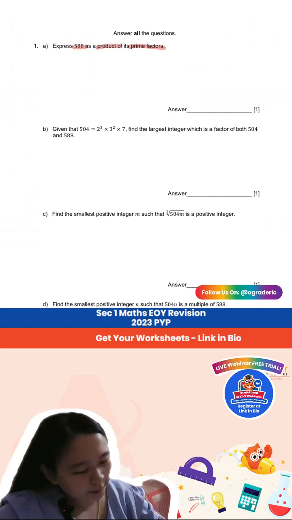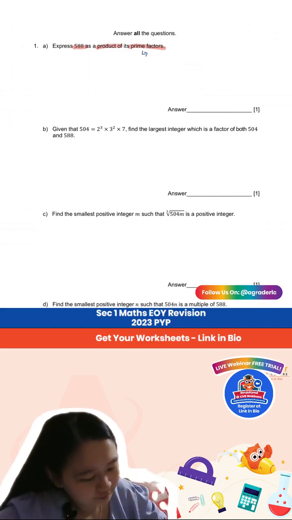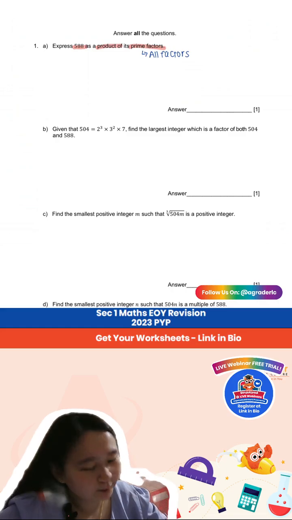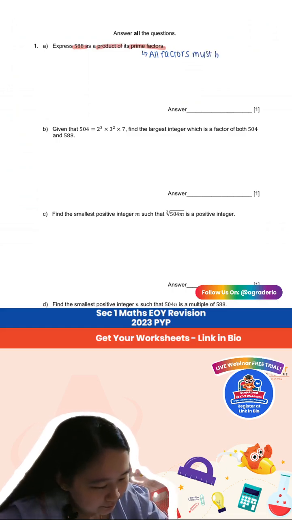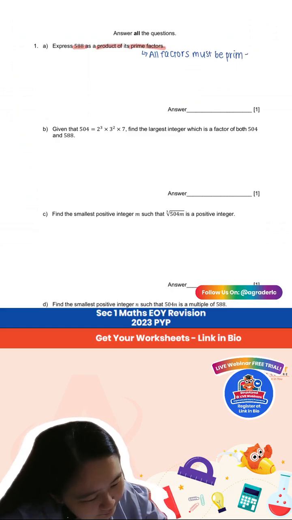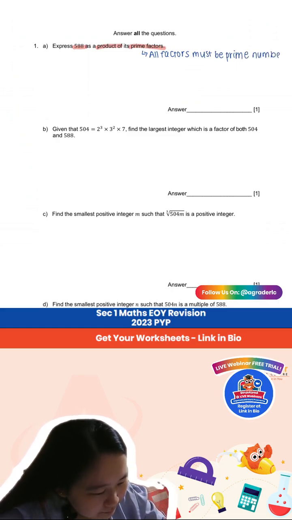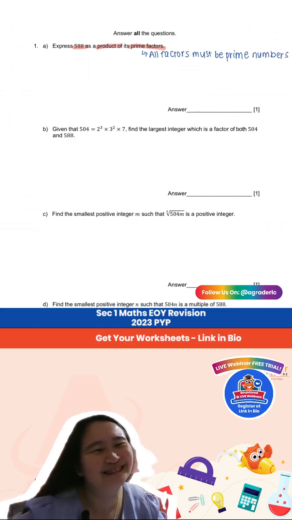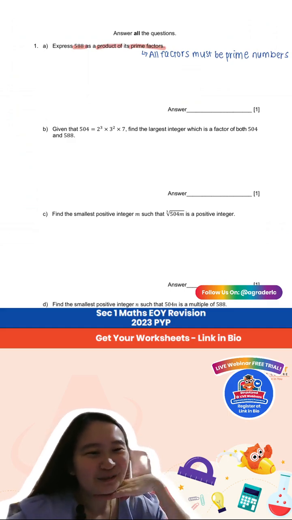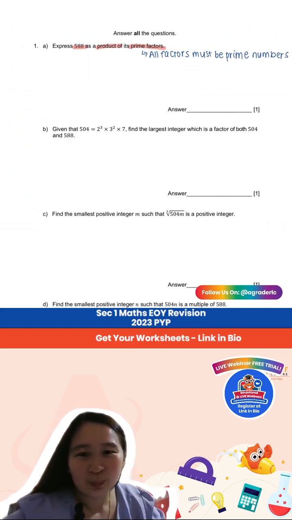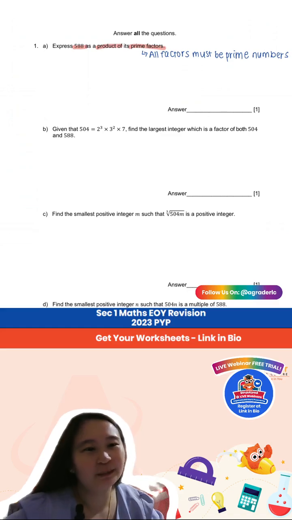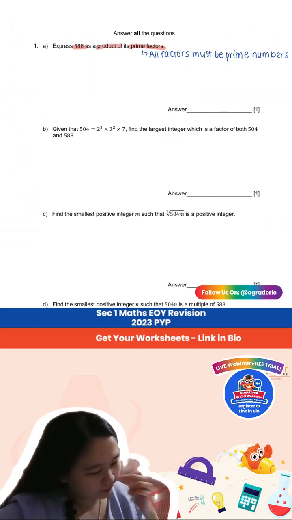Okay, so prime factors. All factors must be prime numbers. Okay. Oh, you only P5. Yep, correct. Part B is finding the highest common factor.